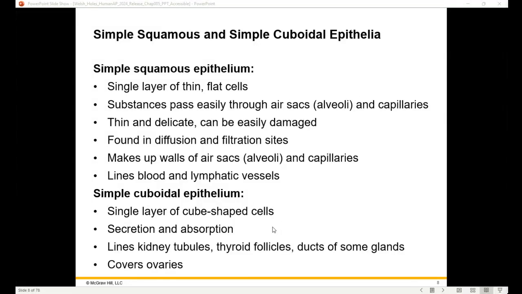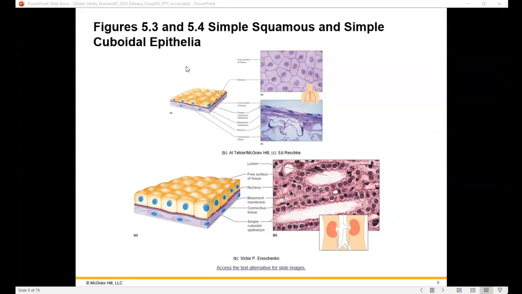Simple cuboidal epithelium. This is a single layer of cube-shaped cells. They're responsible for secretion and absorption. They line the kidney tubules, the thyroid follicles, and the ducts of some glands. And they cover the ovaries. Okay, here it shows some of the simple squamous, as you can see, flattened cells.